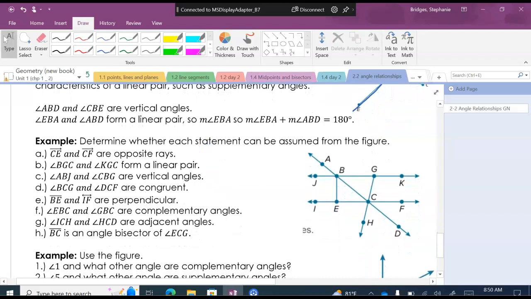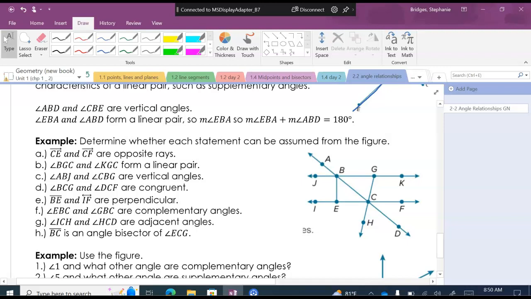All right, so what I want you to do is we're going to go through these piece by piece. I want you to take just a minute. I want you to look at that figure. We got a lot of things going on over there. Letter A says that CE and CF are opposite rays. Can we assume that from the picture? It's just going to be a yes or no answer. Remember, opposite rays share an endpoint. They go in opposite directions to form a straight line.